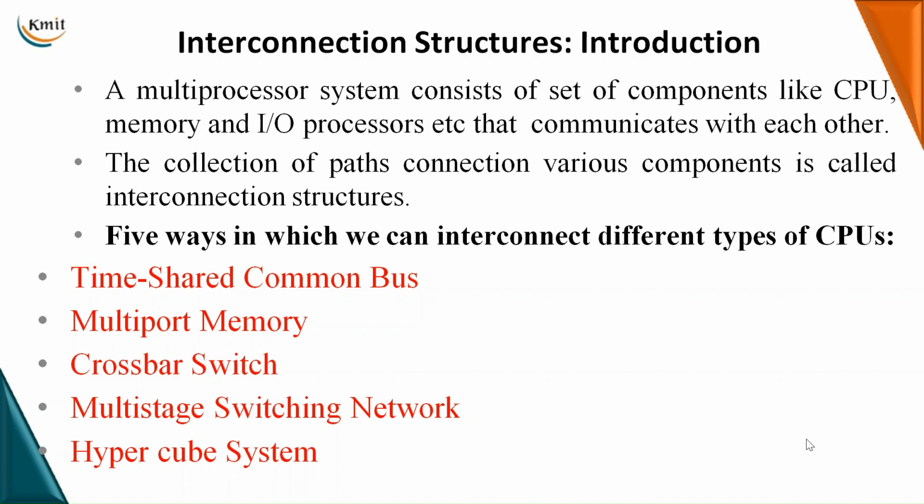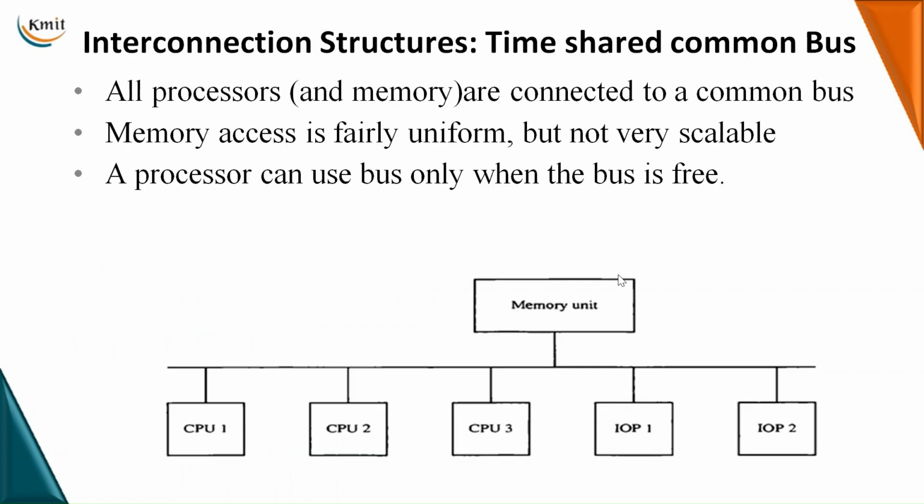So there are five ways in which we can interconnect different types of CPUs. One is time shared common bus, multi-port memory, crossbar switch, multi-stage switching network, and hypercube system. So coming to the first type of interconnection structure, which is a time shared common bus.